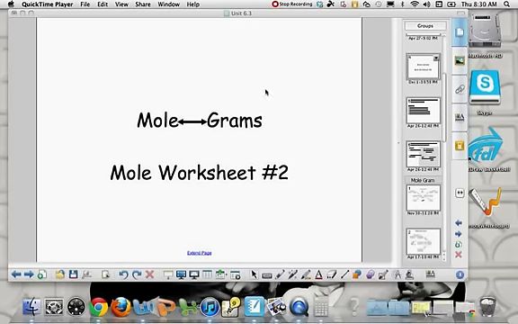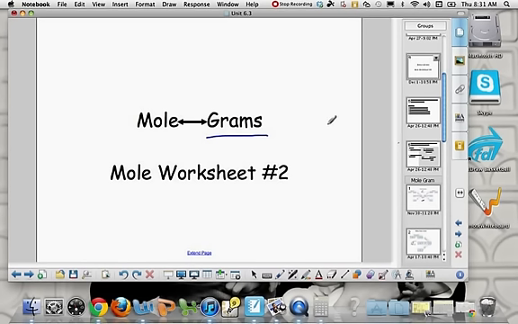We're going to take a look at doing one more step with this as we continue this unit for moles and stoichiometry. So in today's lesson, we're going to take the mole and change it to grams. So we're going to go from moles of something to grams of something. And this is for mole worksheet number 2 that you're going to be taking a look at. So let's take a look at this lesson.